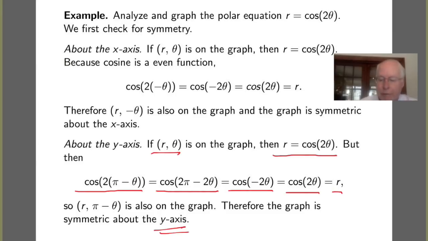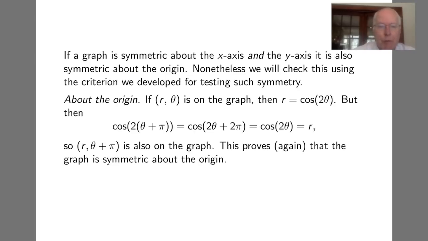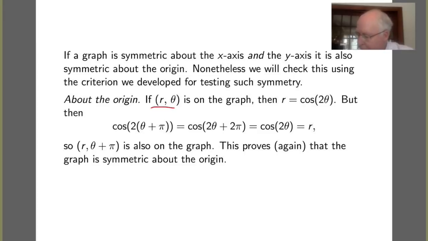Now, it turns out if a graph is symmetric about both the x and y axis, it will also be symmetric about the origin. It's a good thing to know, but we're still going to check the origin symmetry using the criterion we developed for testing such symmetry earlier. So with symmetry about the origin, if (r, theta) is on the graph, then r equals cosine 2 theta. So let's take a look at what happens if we add pi to the theta value.